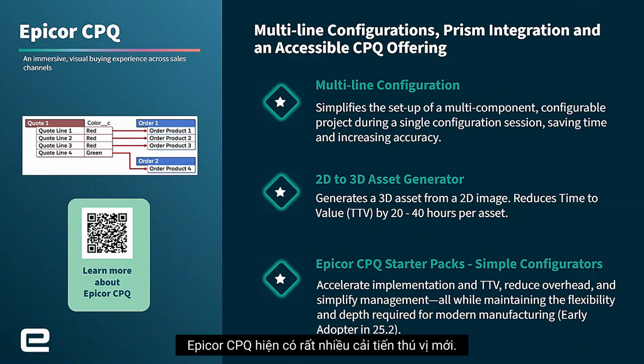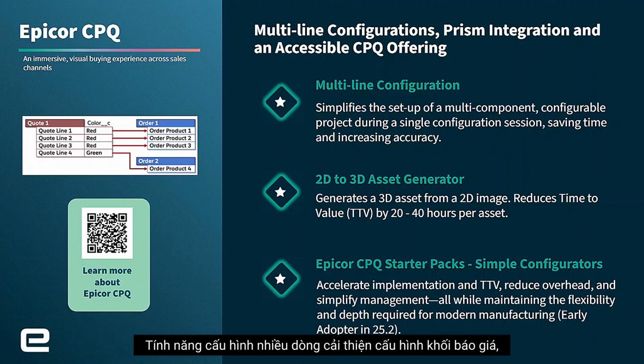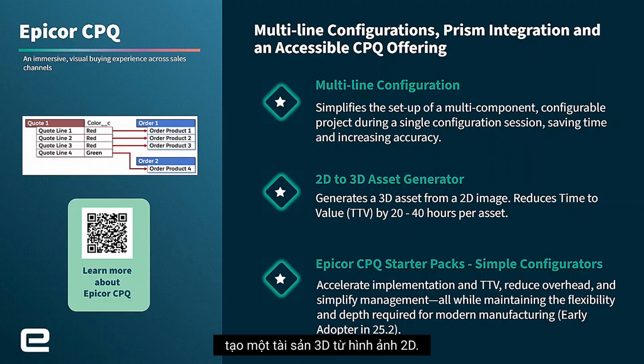Epicor CPQ has so many cool new enhancements. First is a new integration enhancement with Kinetic. The multi-line configuration improves the quote line configurations, resulting in less manual work and increasing accuracy. And now within CPQ, you can generate a 3D asset from a 2D image. Feedback we've received has shown a reduction in time to value up to 40 hours per asset.